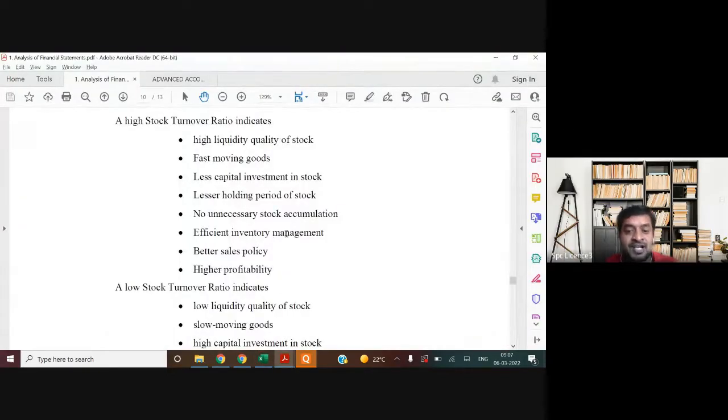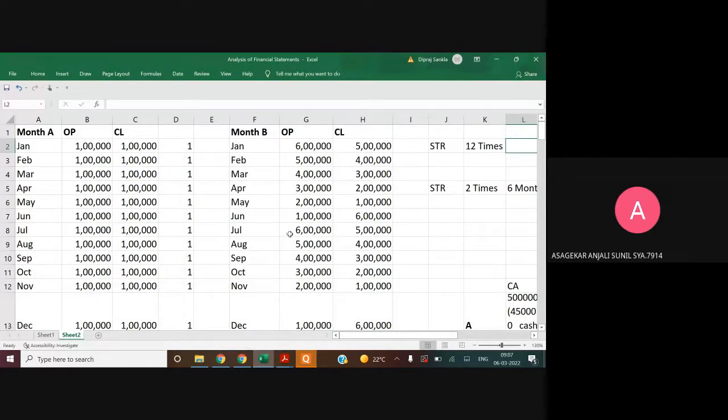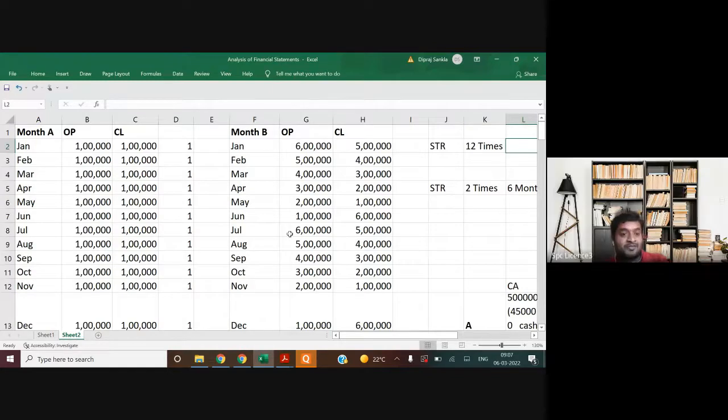Next is efficient inventory management. Now you tell me, which inventory manager is more efficient? A company's inventory manager or B company's inventory manager? A company. So the inventory department of A company is good. It is properly managed, right? It is efficient inventory management. Yes, sir.